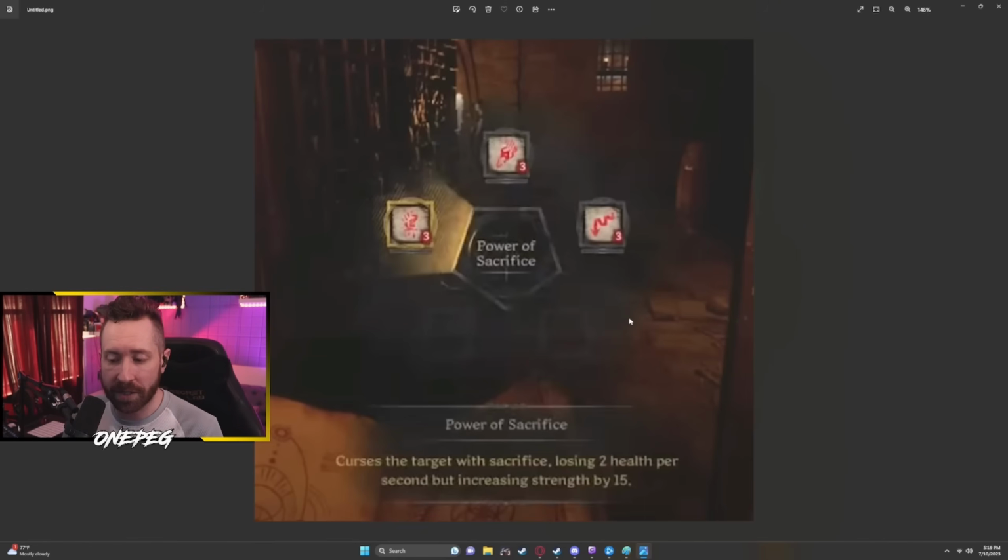The last is Power of Sacrifice, which curses the target with Sacrifice, losing 2 health per second, but increases their strength by 15. So you could use this as either an offensive or a defensive ability, meaning that you could buff yourself with it, or you could use it as a 2 HP per second dot against someone else.